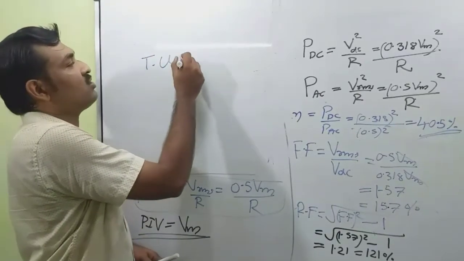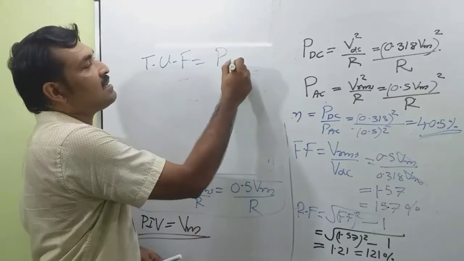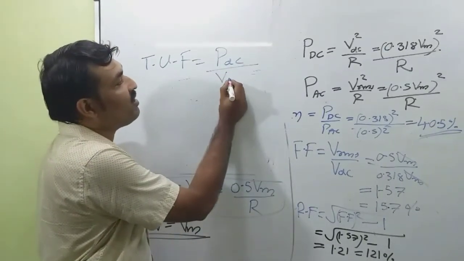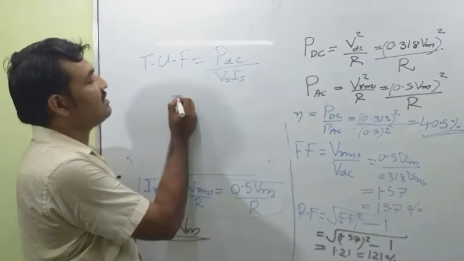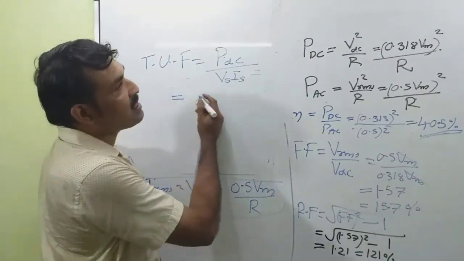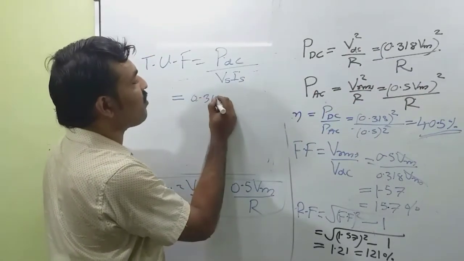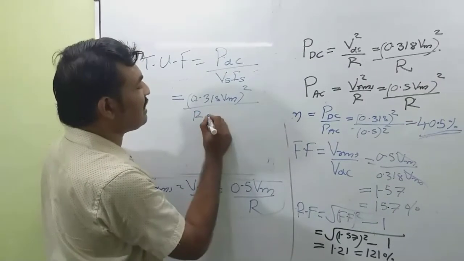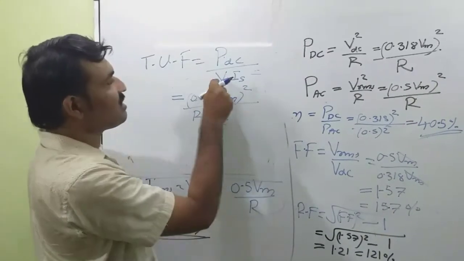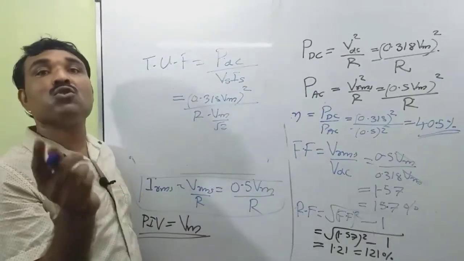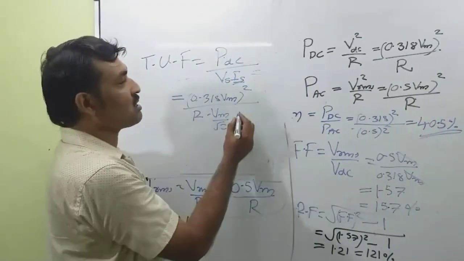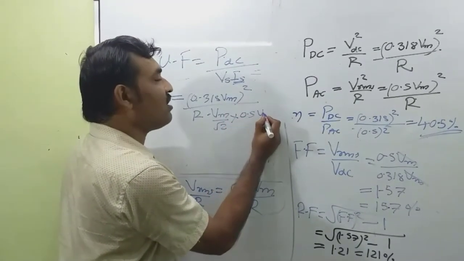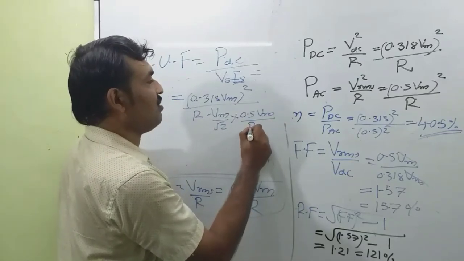Transformer utilization factor is equal to PDC divided by the AC rating of the secondary of the transformer, that is Vs into Is. PDC is equal to 0.318 Vm square divided by R, and Vs is equal to Vm by root 2, that is the RMS value of the source voltage, into the RMS value of the source current, that is Is, which is equal to 0.5 Vm divided by R.